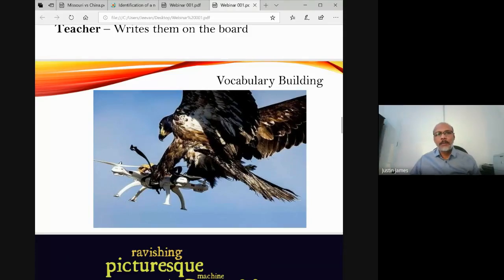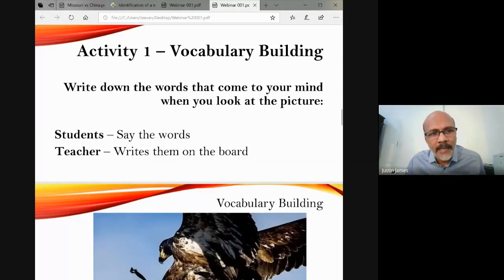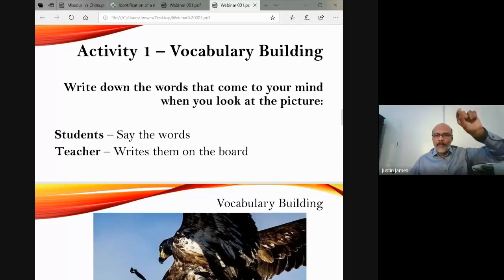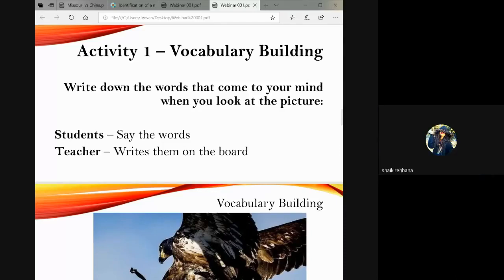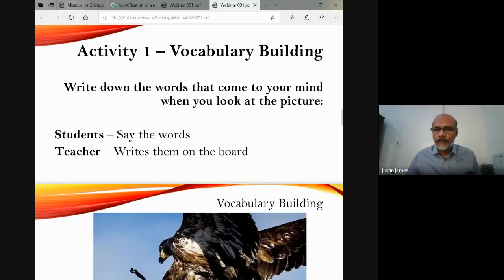And you can ask the students to say the words that come to their mind, and you can write those words on the board so that the vocabulary can be seen.